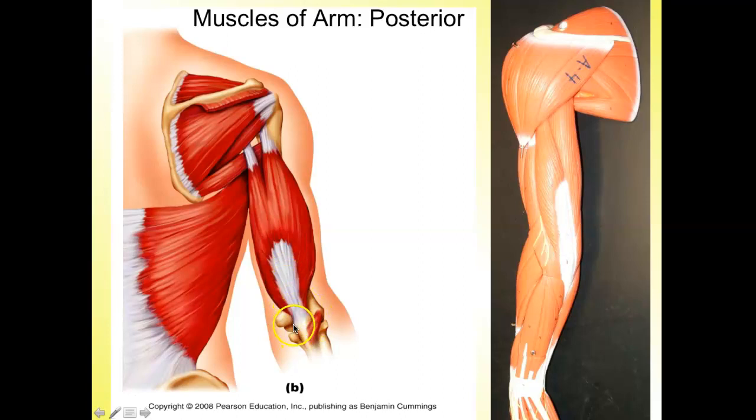So it inserts onto the olecranon process of the ulna. If you imagine this muscle shortening, it would pull the olecranon process towards the posterior side of your body, towards the back of the scapula, and it would extend your forearm.